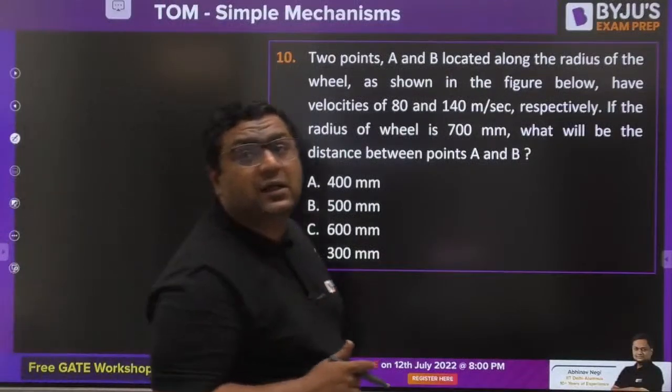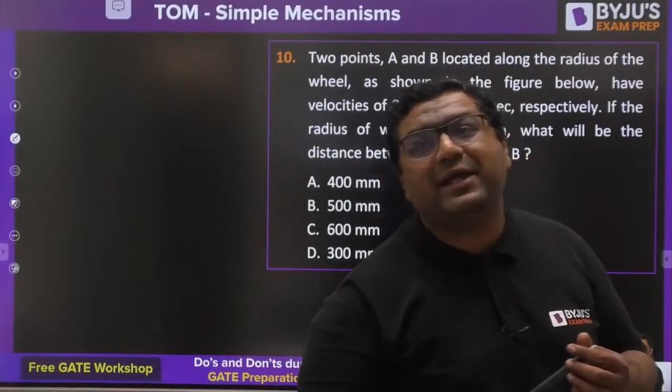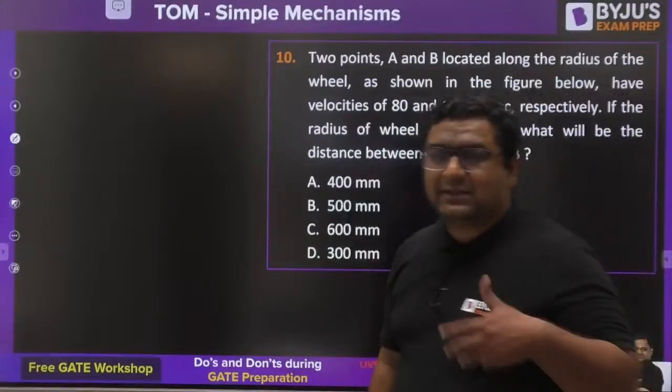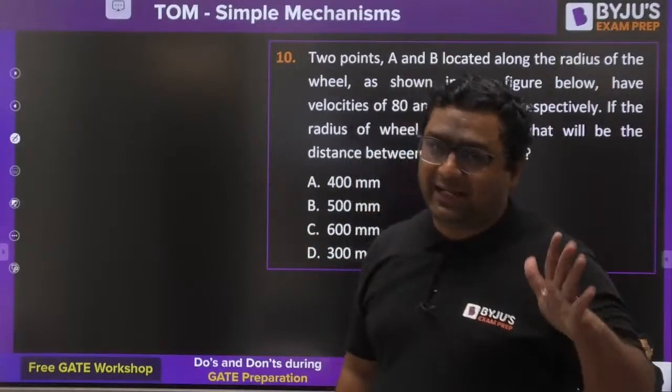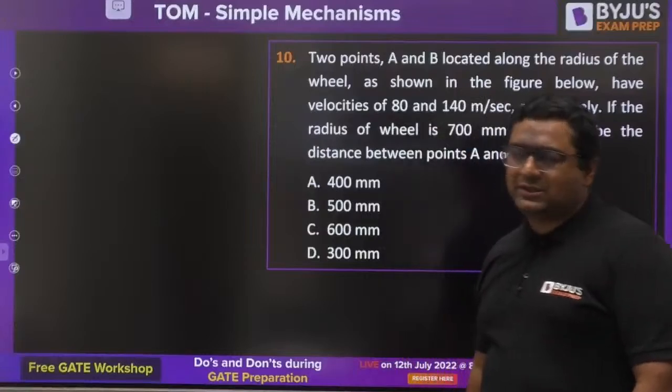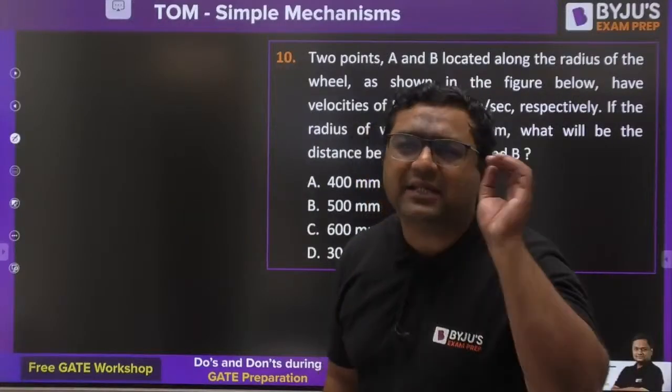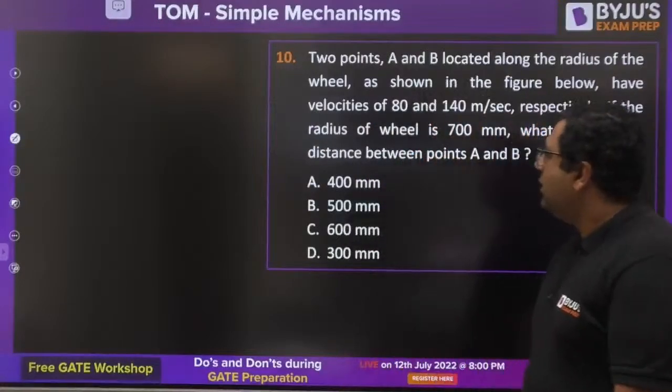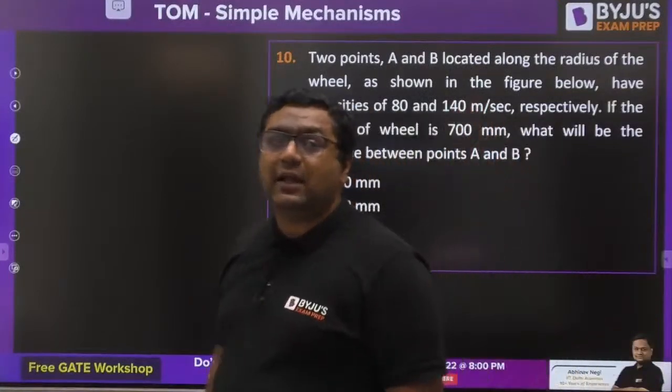Sir, the I center is coming perpendicular to the direction of velocity. The I center is coming perpendicular to the direction of velocity, because the velocity direction and the radius are perpendicular to each other. I discussed that in great detail in the class, if you remember.